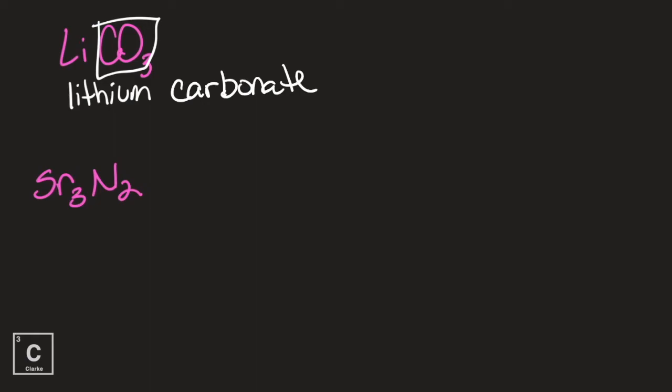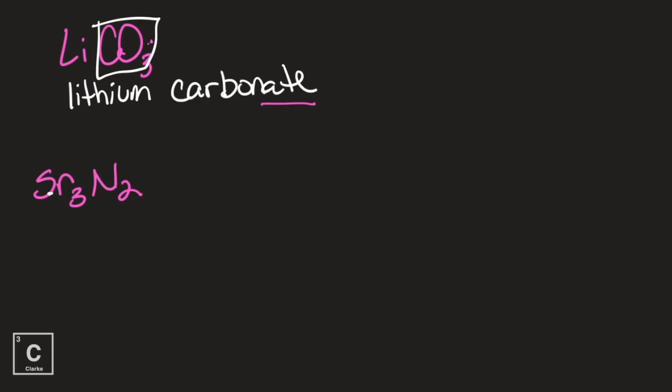Because remember, that ending tells us a story. When it's IDE, that means that element came from the periodic table. When it is not IDE, it's a polyatomic ion. Not IDE, it was a polyatomic ion. Let's look at this next example. Sr3N2.